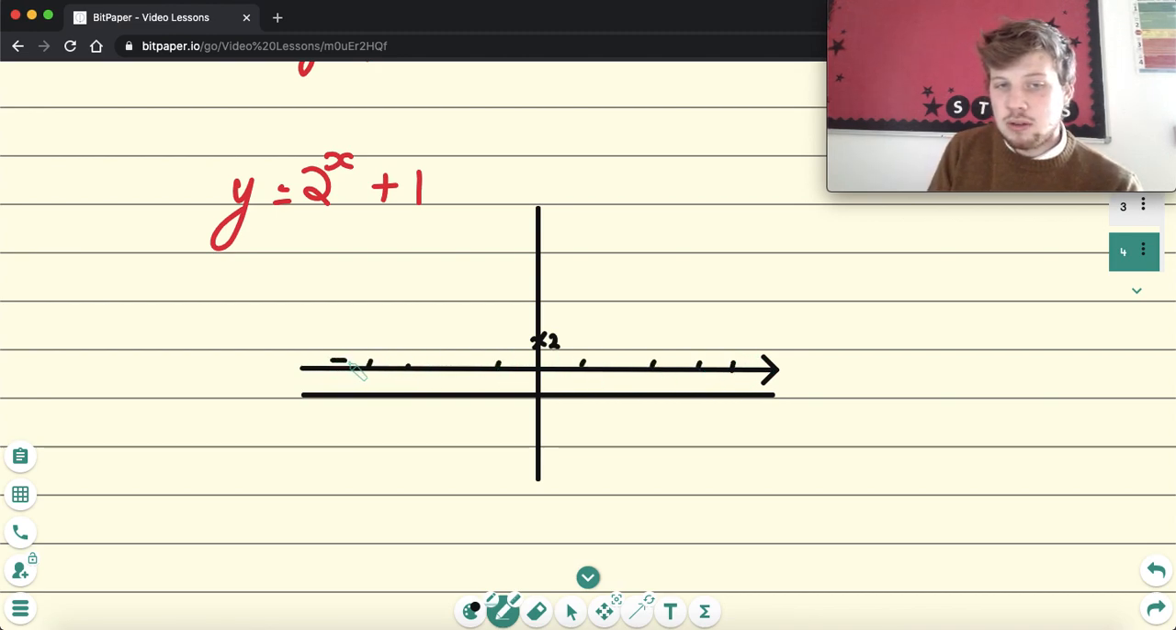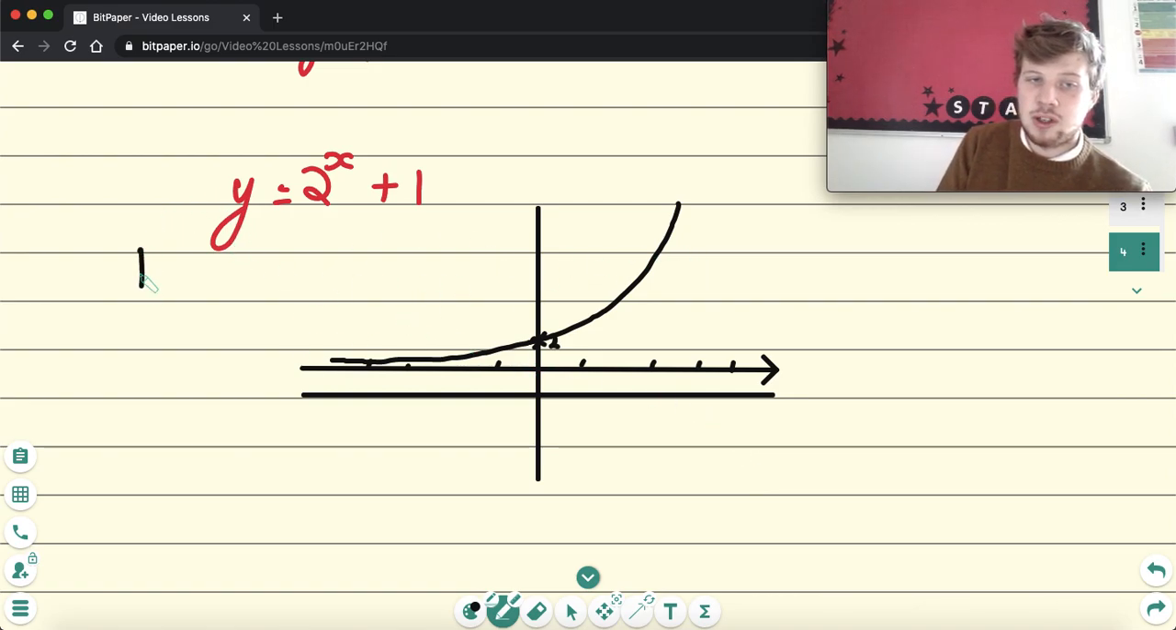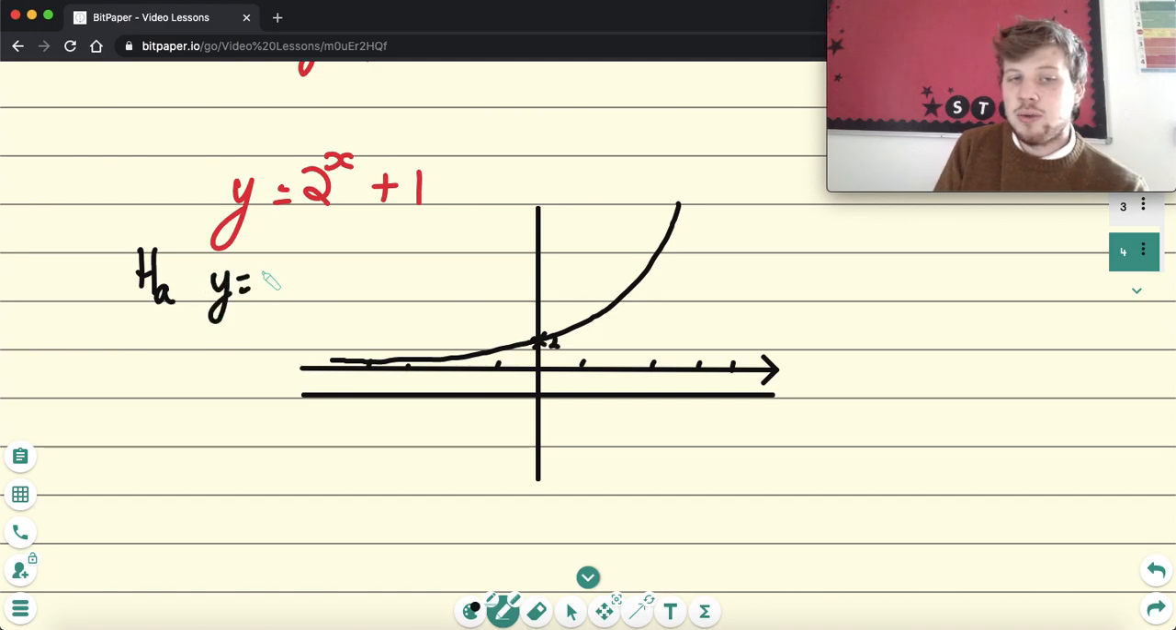And we would just draw our graph again. It would slowly get to 2, and then again it would go race off into infinity. And this would have a horizontal asymptote. I'm just going to call it horizontal asymptote at the line y equals 1 this time.